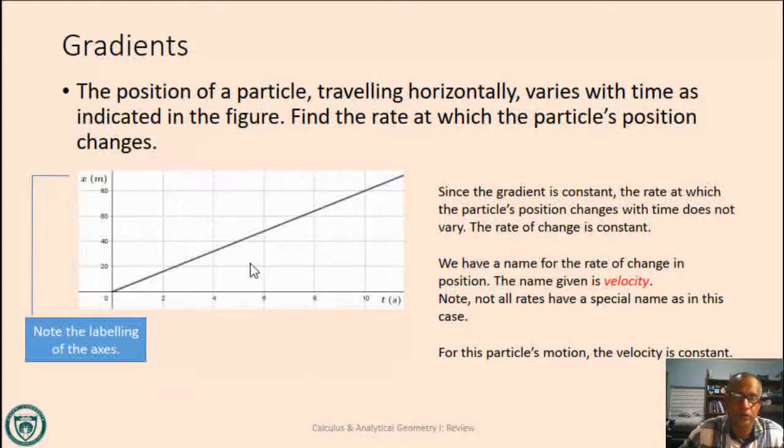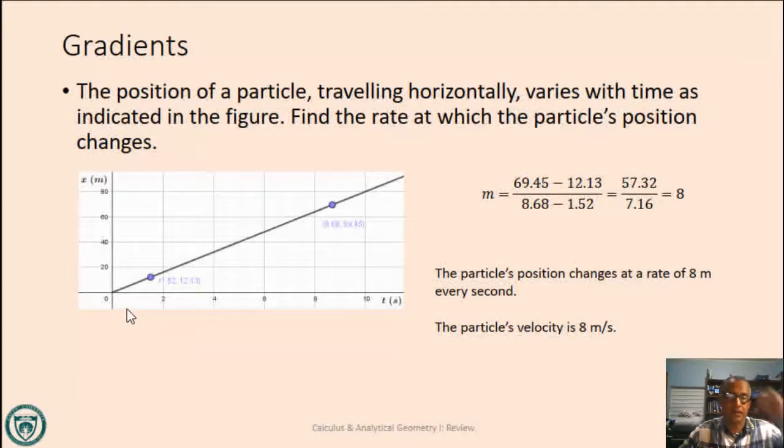Something very important to note here is that the gradient doesn't change. In this particular case, when we're looking at the rate of change of position with time, that gradient has a special name. It's called velocity. You will find that not all the time the gradients have special names, but in this case, yes, the gradient of a graph of position versus time is called the velocity. And so for this case, a person should be able to look at this graph and recognize that it represents a particle moving with a constant velocity.